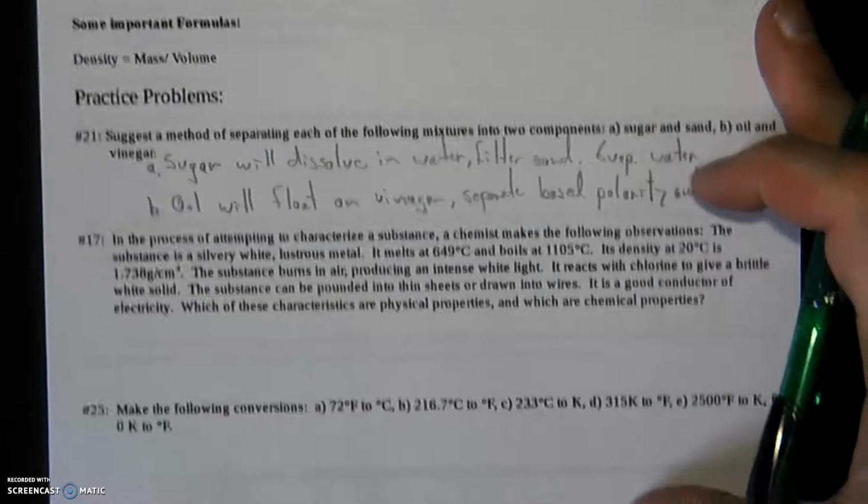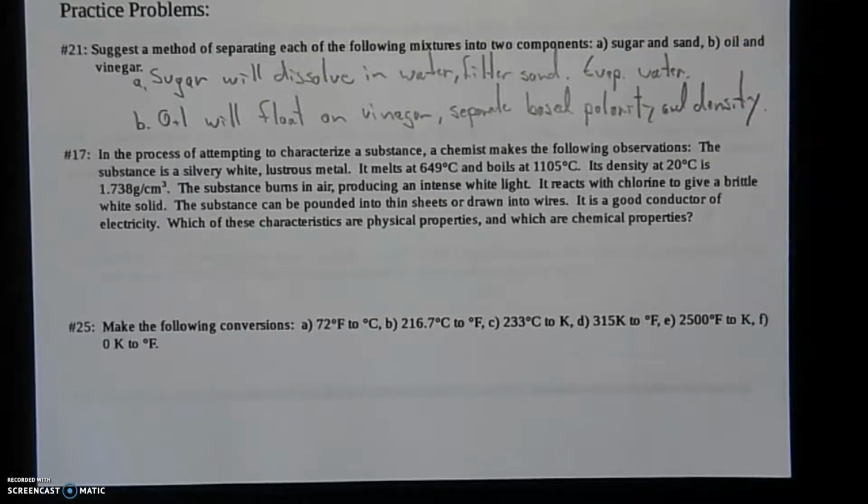All right, next one, a little bit longer of a question here. In the process of attempting to characterize a substance, a chemist makes the following observations. The substance is silvery white. It's a lustrous metal, it's shiny. It melts at 649 degrees Celsius and it boils at 1105. Its density at 20 degrees Celsius is 1.738 grams per centimeter cubed. A lot of information. The substance burns in air. It produces an intense white light when it burns.